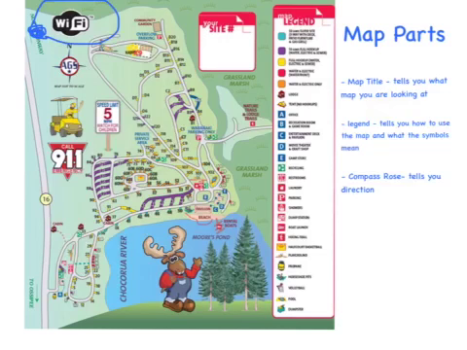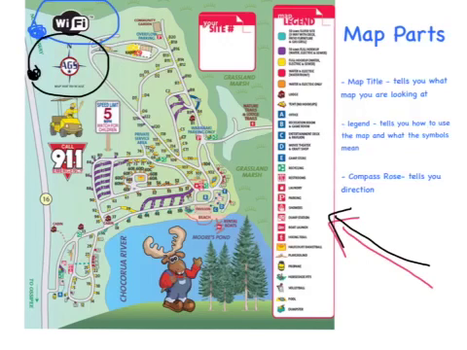The second thing you want to look at is the legend. The legend is going to tell you what all of the symbols on the map mean. The last thing that you're going to look at is the compass rose. This tells you your directions: north, south, east, and west. So now let's take a look real quick as an example at the map legend.